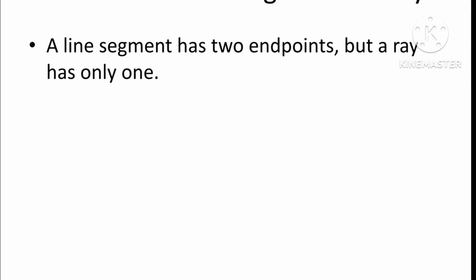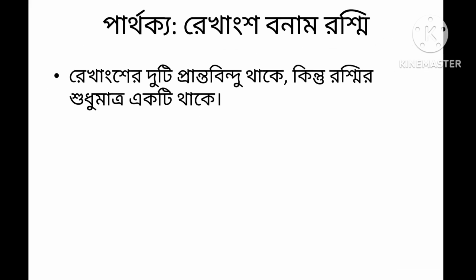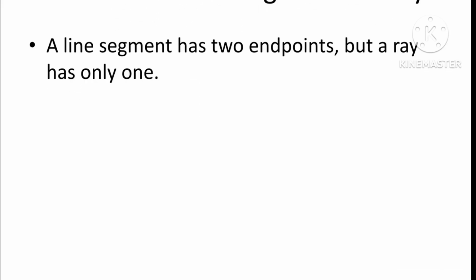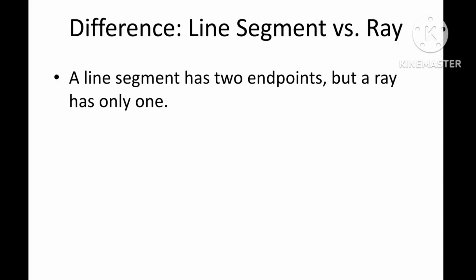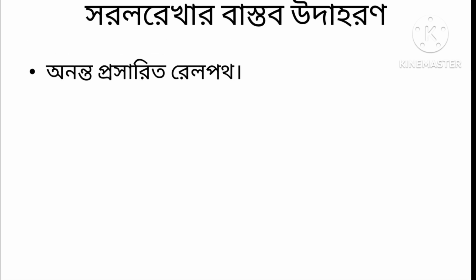Now the difference between a line segment and a ray. A line segment has two endpoints. This is called a line segment. So a line segment has two endpoints, but a ray has only one endpoint. This is called a ray. So a line segment has two endpoints, but a ray has one endpoint, and a ray we extend one side endlessly.